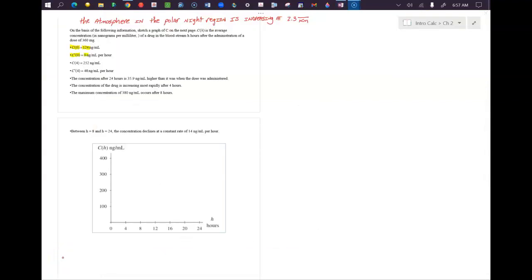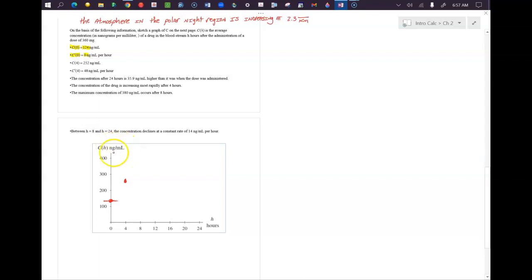All right, so we're going to go through the solution to this together. C of 0 is equal to 124. So I'm going to estimate that to be about right there. C prime of 0 is 0. So the derivative, the slope of the tangent line at h equals 0 is 0, horizontal. C of 4 is equal to 252, so I'm going to estimate that to be about right there. And C prime of 4 is positive 48 nanograms per liter per hour.